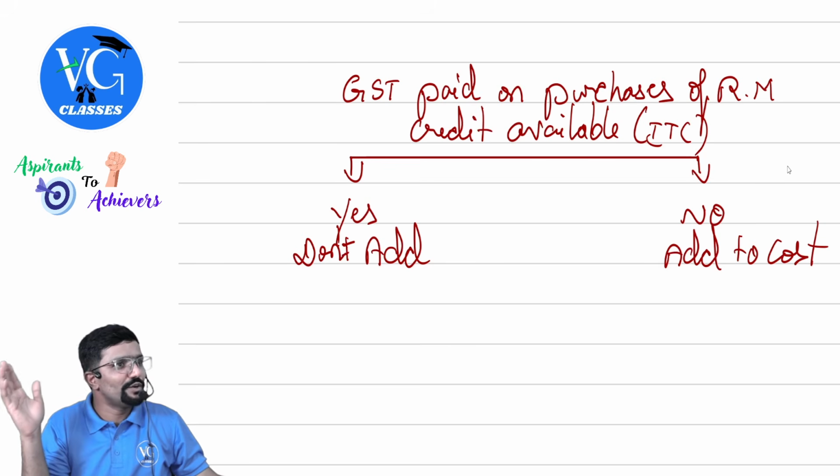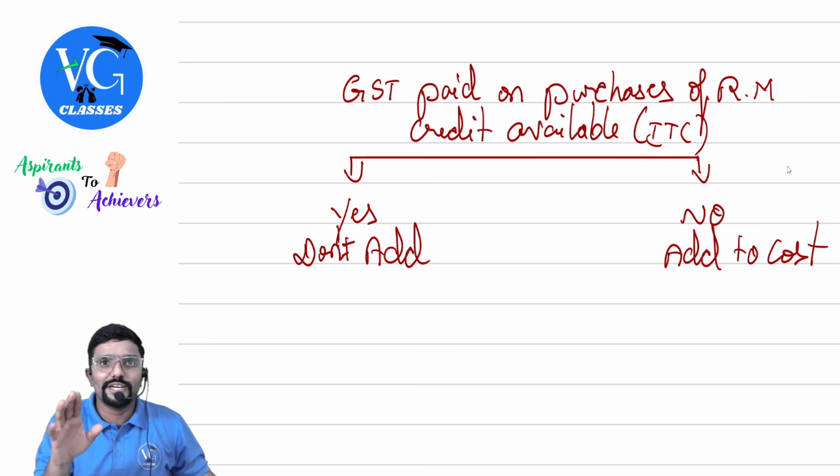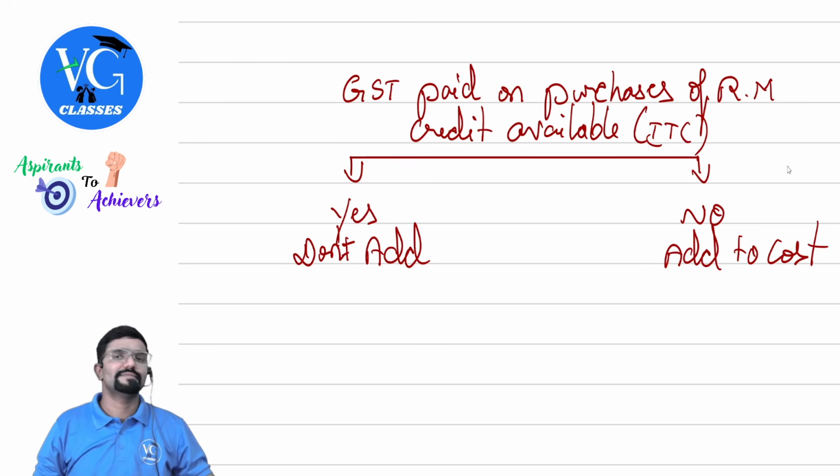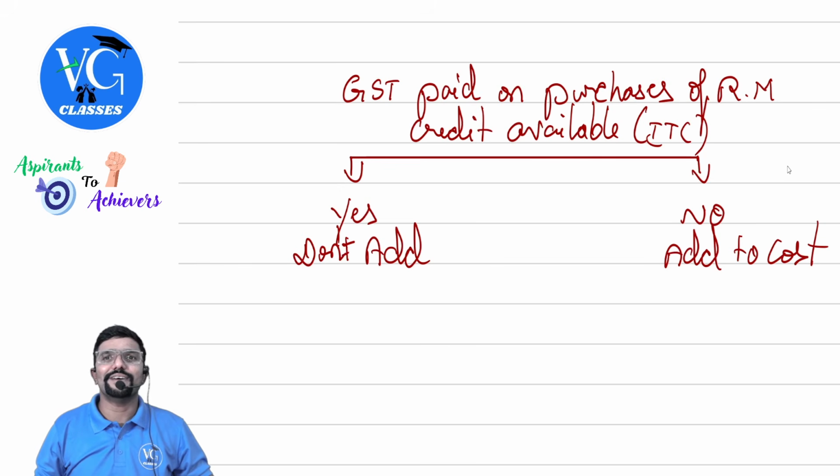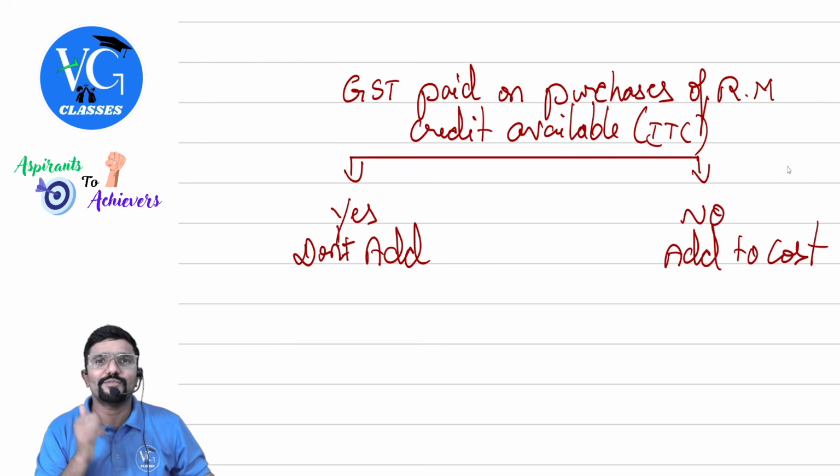31st October is the due date to file the return. One month before that means 30th September. Correct? Yes, sir. On or before 30th September. Now, if you don't know income tax, what audit will you do?